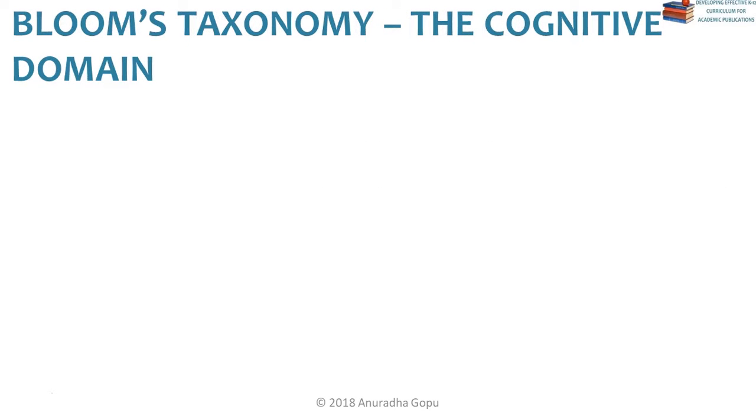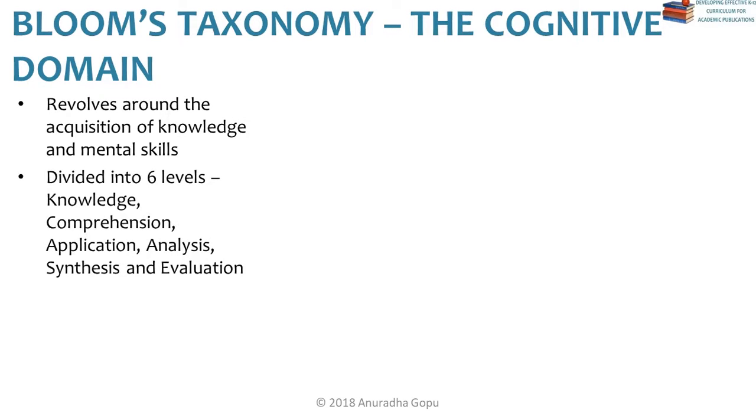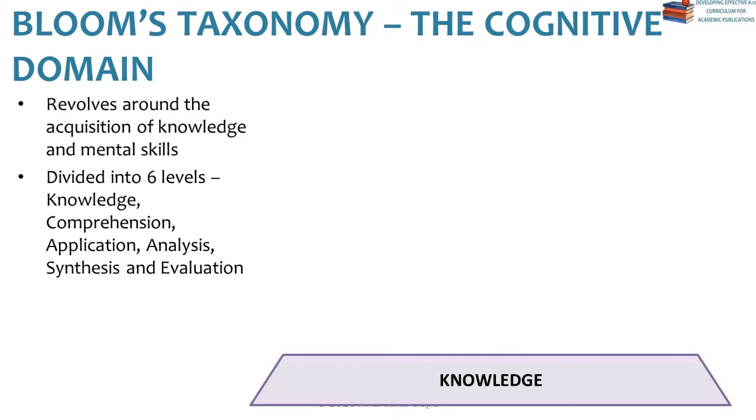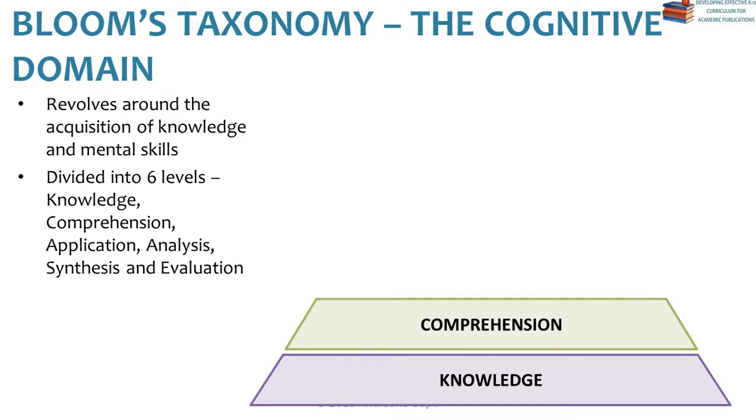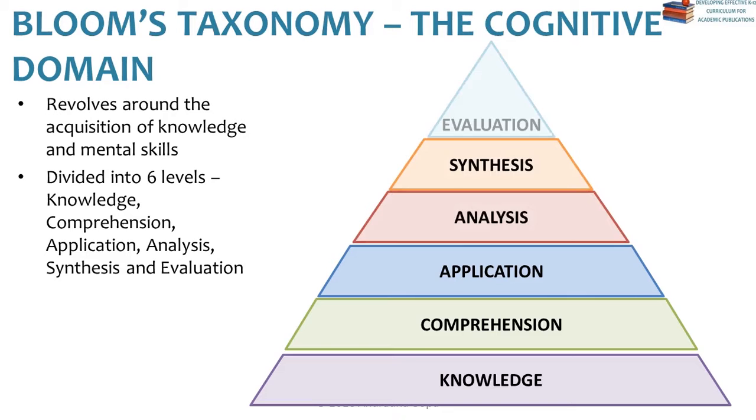The cognitive domain of Bloom's taxonomy focuses on the acquisition of knowledge and mental skills during any learning process. This domain is divided into 6 levels of learning. These levels are knowledge, comprehension, application, analysis, synthesis, and evaluation.